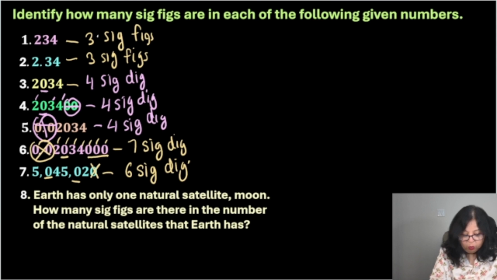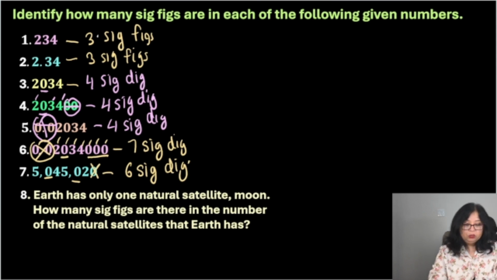Number 8. Earth has only one natural satellite, which is the Moon. How many sig figs are there in the number of the natural satellites that Earth has? Infinite. Why? Because Earth has exactly one natural satellite, which is its Moon. So it has an infinite number of significant figures or digits.